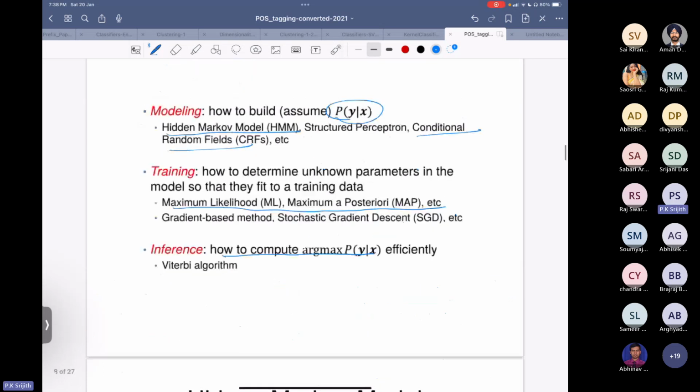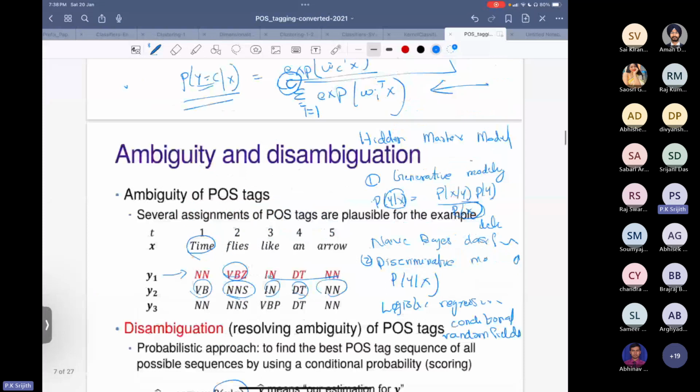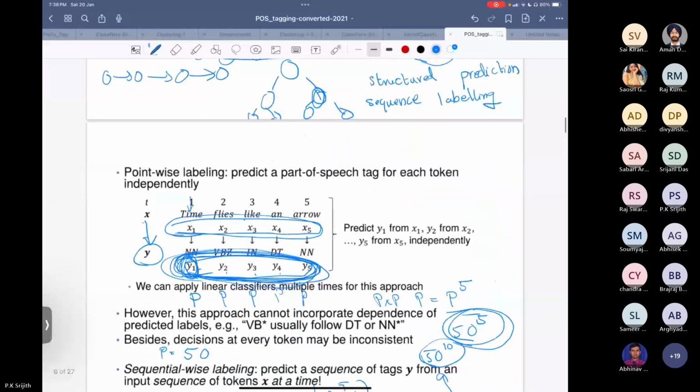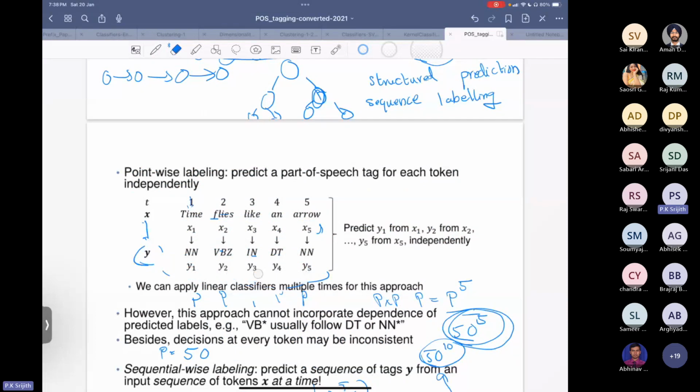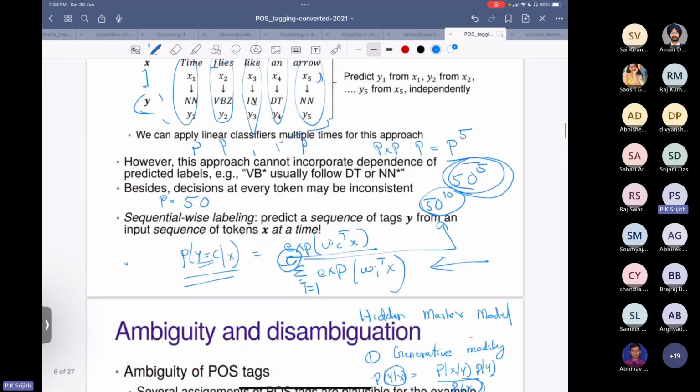Is it any better than doing this point-wise prediction? Point-wise prediction means this, right? This is what we have explained as a point-wise prediction, where you just predict for each of these components separately. Look at x1, predict y1. Look at x2, predict y2. So that is point-wise prediction.